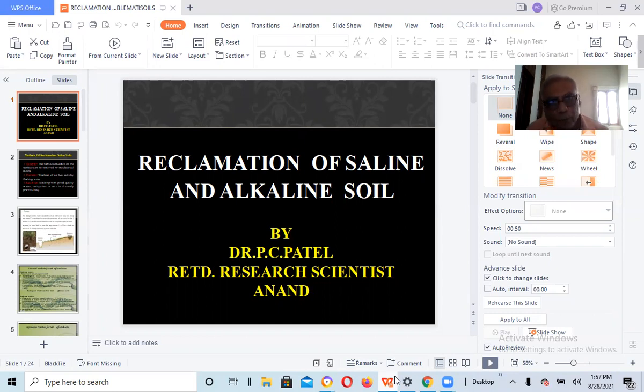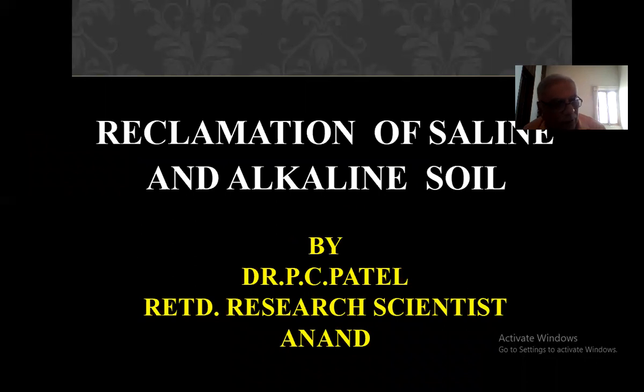Today's topic is reclamation of saline and alkaline soil. You know that it is a problematic soil and the crop productivity is low as compared to normal soil. So why is the crop productivity low? Because the nutrients are present in the soil, but they are not available to the plant due to soil constraints like high pH, high salt, and high sodium content in the soil.